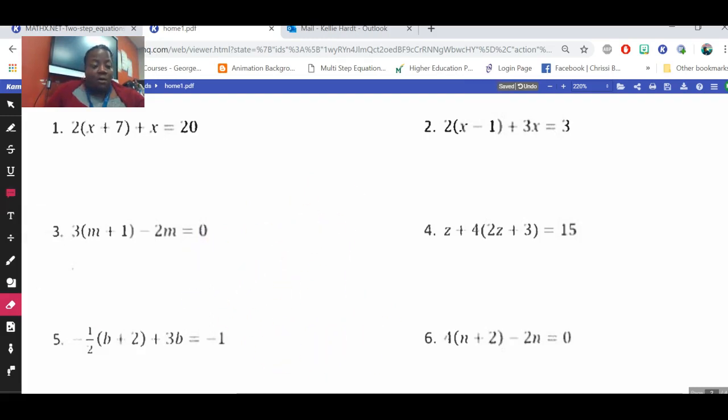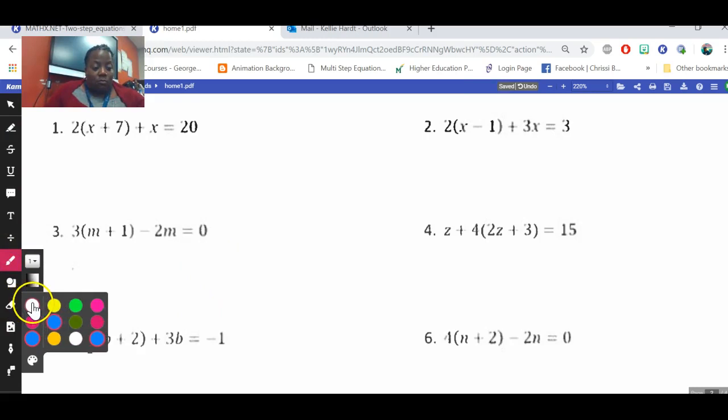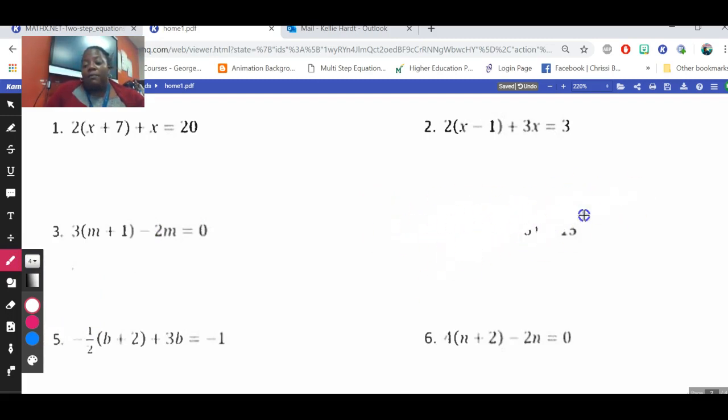There we go. Just erasing this out of the way so we can see it better. Voila.